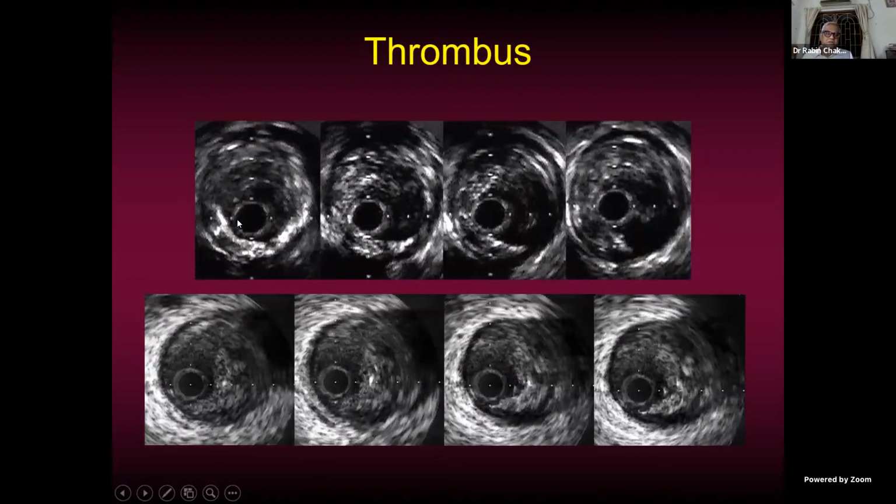This is a thrombus. There are typical varieties of pictures of thrombus. This is the IVUS appearance of thrombus. This is a typical IVUS image of coronary artery thrombosis. Full of thrombus. Can you see that? In between there is some echolucency also. Very heterogeneous. It's a mixture of that.